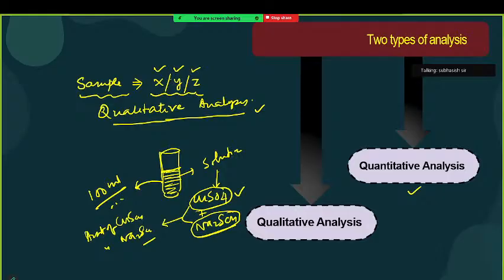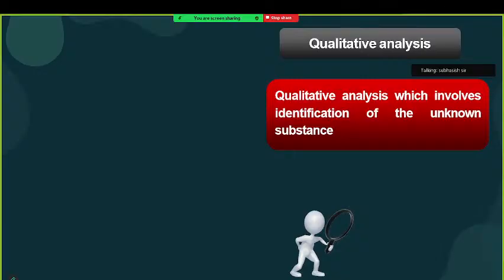In our chapter, we generally discuss qualitative analysis, not quantitative analysis. In higher classes, you will deal with quantitative analysis. But in the present context, we discuss only qualitative analysis, so we continue with it. Qualitative analysis involves the identification of the unknown substance.